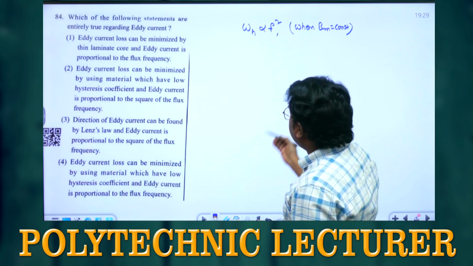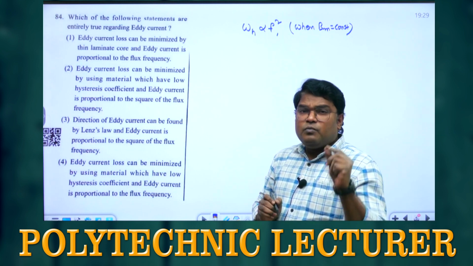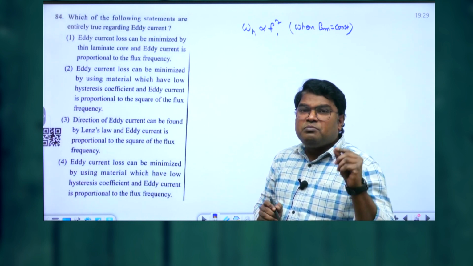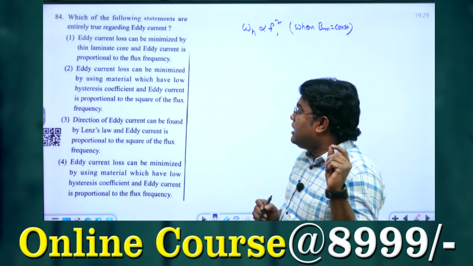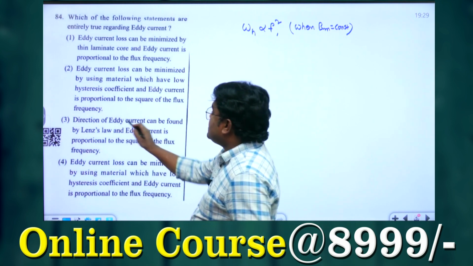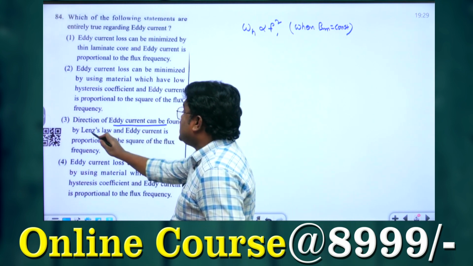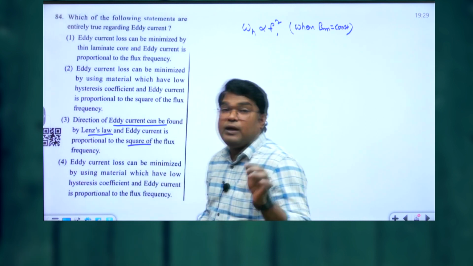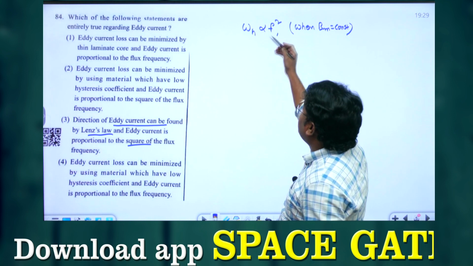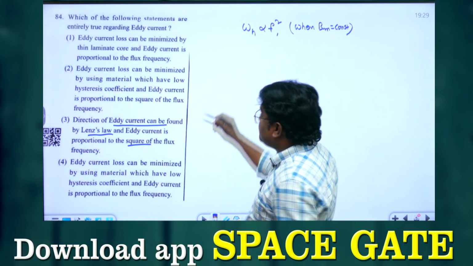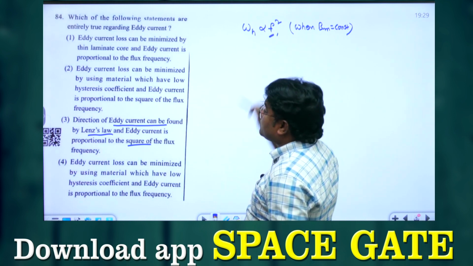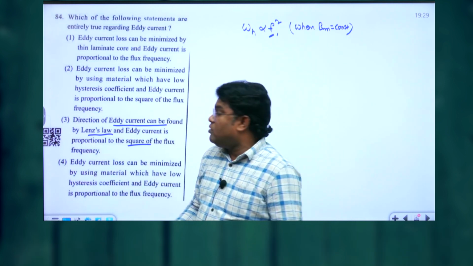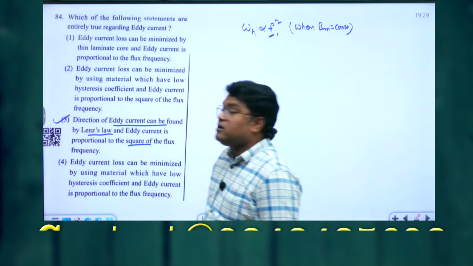Eddy current means the current flows in the core. That is I square R loss in the core. So the direction of the current can be obtained by using Lenz's law. So the direction of the eddy current can be found by using Lenz's law, and eddy current loss is directly proportional to the square of the flux frequency. Answer: eddy current loss is directly proportional to the square of the frequency, and direction of the eddy current can be found by using Lenz's law. So option 3 is correct for this question.